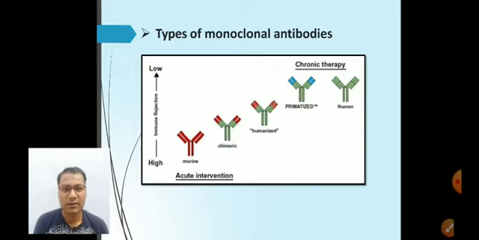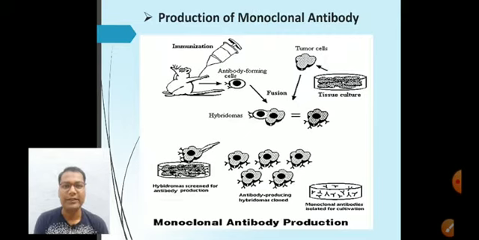Let us now discuss types of monoclonal antibodies. There are mainly 4 types of monoclonal antibodies. These are murine, chimeric, humanized, and human. Let us now discuss production of monoclonal antibodies. Monoclonal antibodies are produced by hybridoma technology.